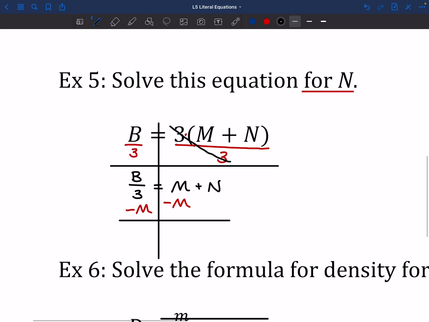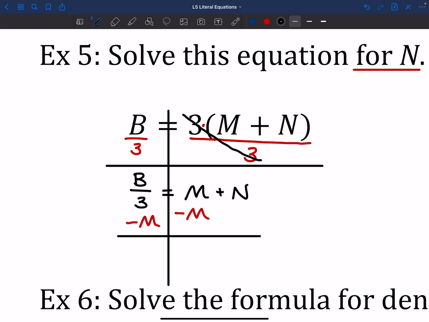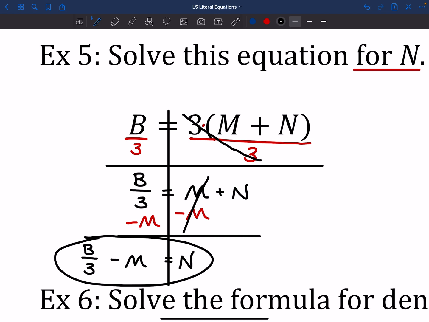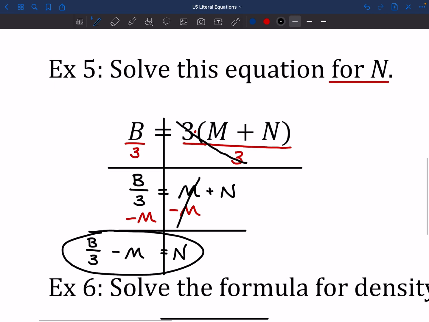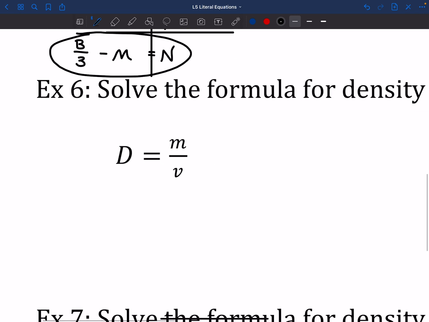And again, this is one where it looks kind of messy, so it's good to keep track of things. On the left-hand side, I have b divided by 3, and then we subtracted m from it. So I'm just going to write it exactly like that. Over on the right-hand side, we have just n, and that's what we're looking for. We're trying to get n by itself, and so we did. Again, think about it like you're peeling through some layers. It's like an onion, and we're trying to get to that innermost piece. Let's take a look at another one.